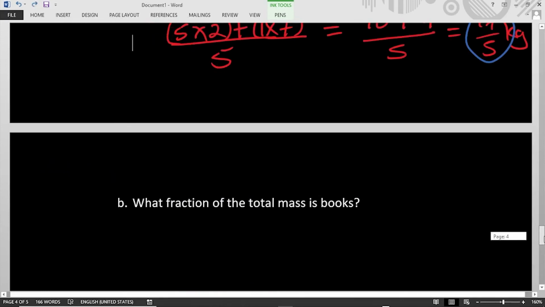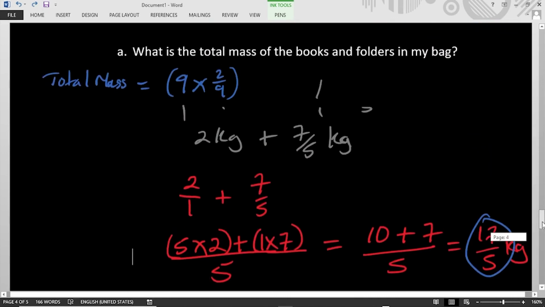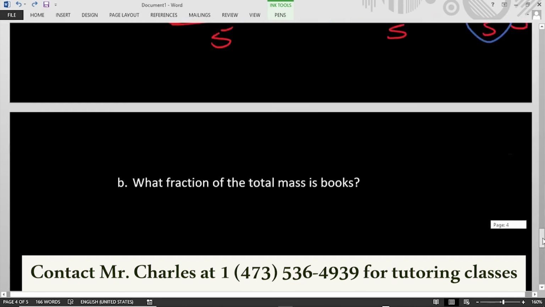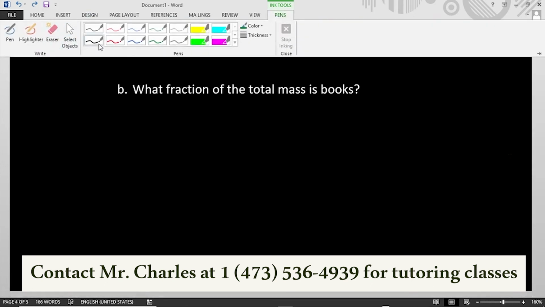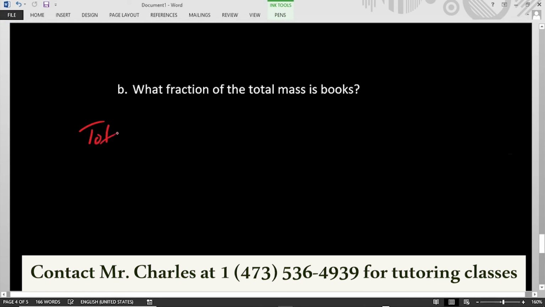Part B of the question asks, what fraction of the total mass is books? Now, we just calculated the total mass, right? The total mass is 17 over 5 kilograms. That was the total mass. So let's write that down here because we kind of moved to a new page. So the total mass equals 17 over 5 kilograms.